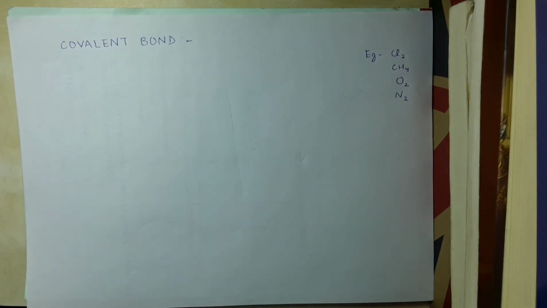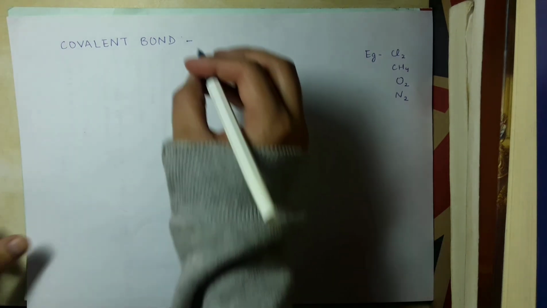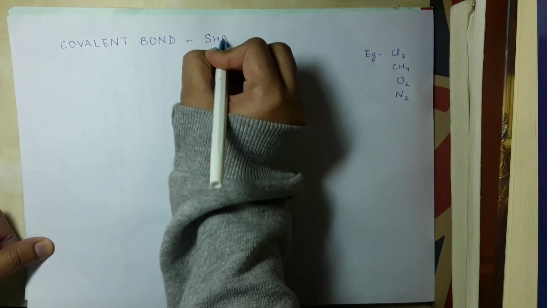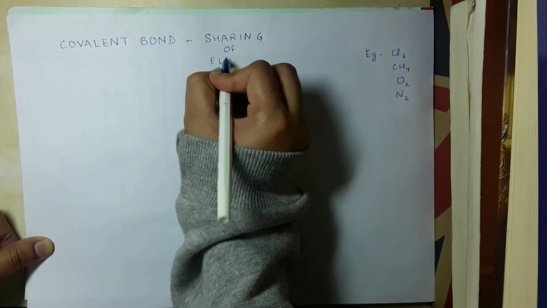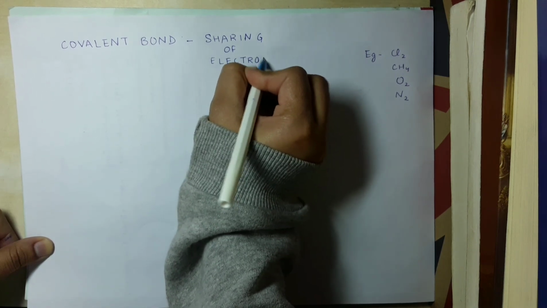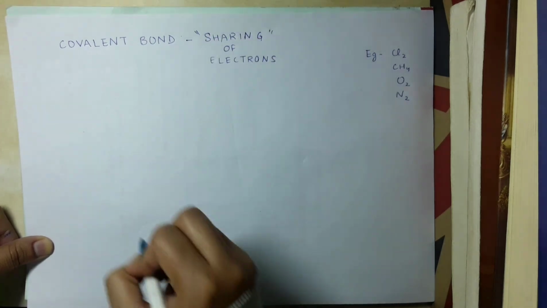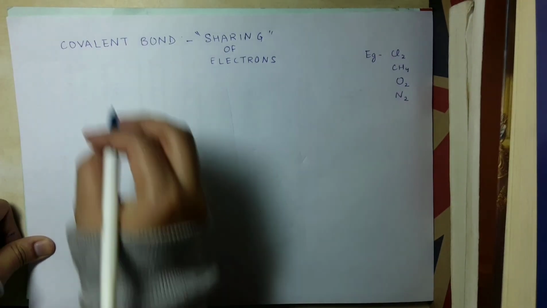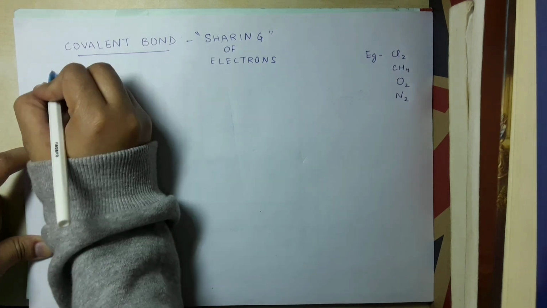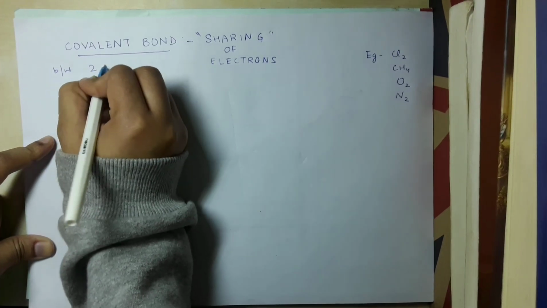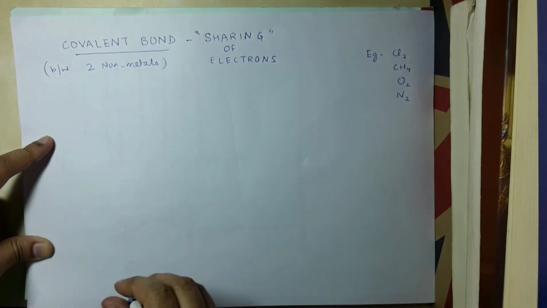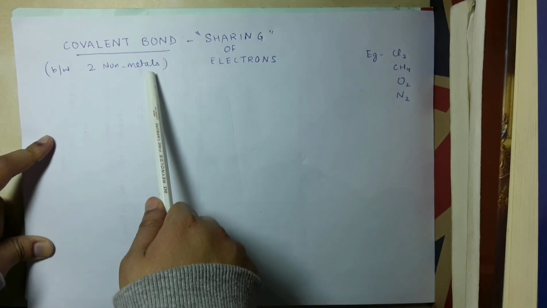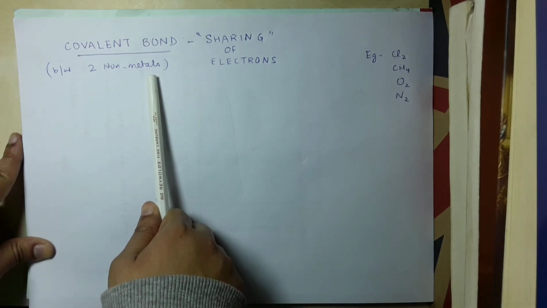Okay, let's come to covalent bonds now. So basically covalent bonds are formed by sharing of electrons. So this is the main difference. Covalent bonds have sharing of electrons, whereas the ionic bond had transfer of electrons. And it is between two nonmetals. Covalent bonds can be a single bond, double or triple bond. So basically 3 types of covalent bond can be there.